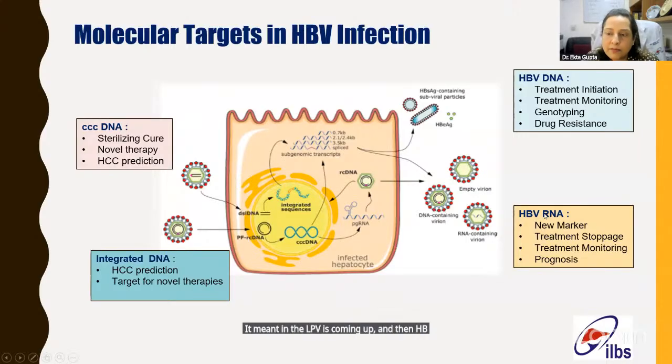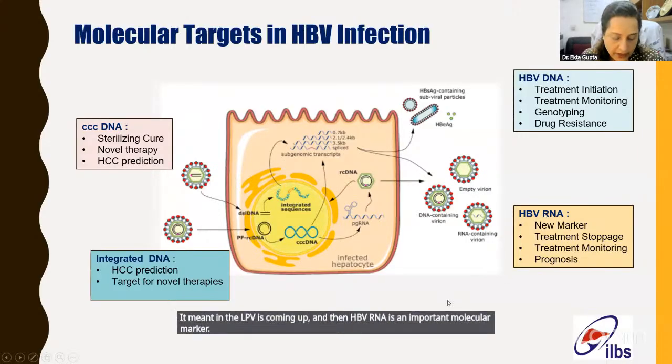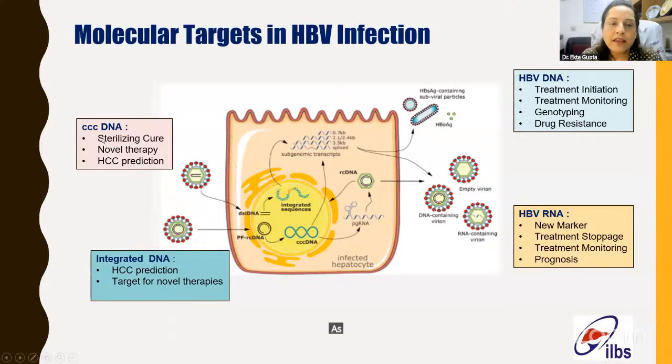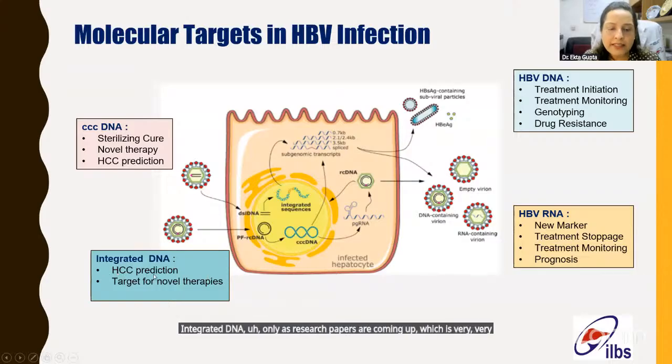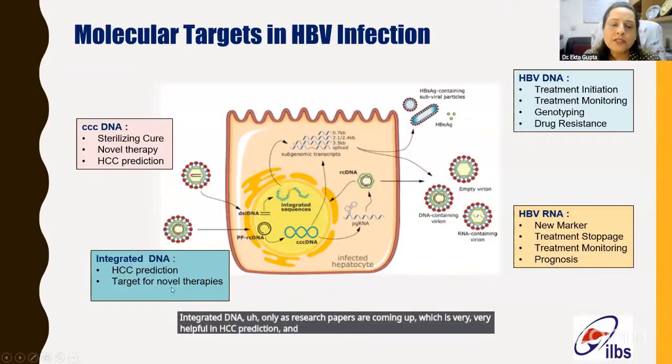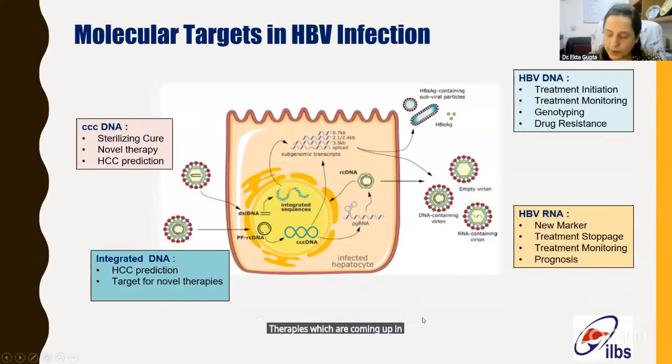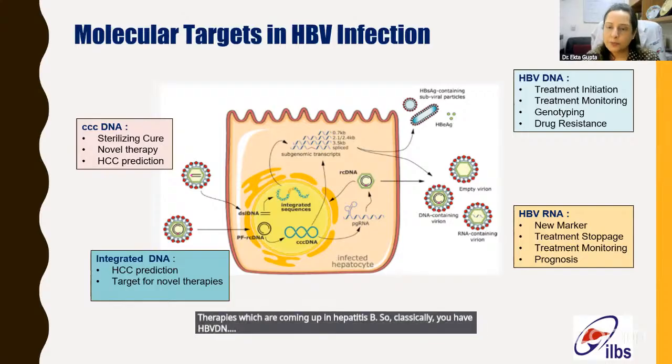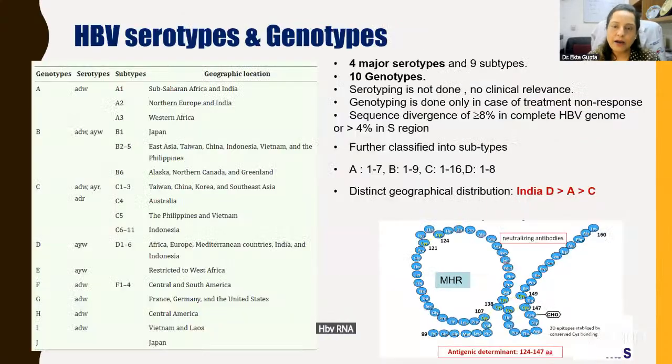And HBV RNA is an important molecular marker. As I told you, cccDNA can be assessed, which is reflective of sterilizing cure. Integrated DNA, with research papers only now coming up, is very helpful in HCC prediction. It is also the site for certain novel therapies which are coming up in hepatitis B. So classically, you have HBV DNA and HBV RNA as markers.